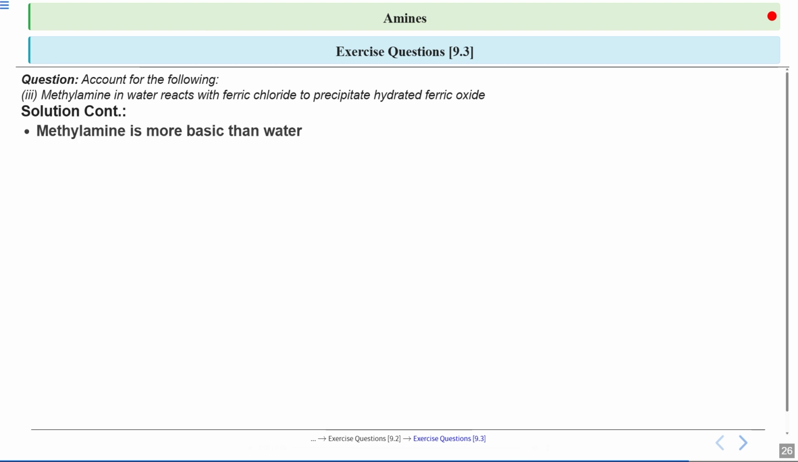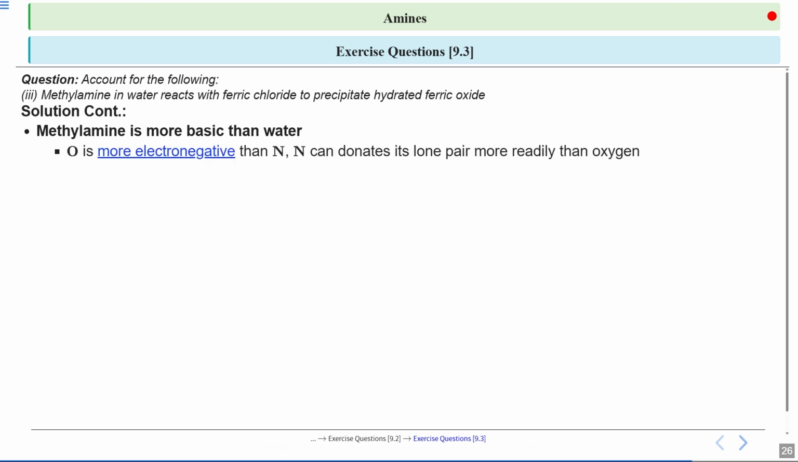Now let us see the next part. Methylamine in water reacts with ferric chloride to precipitate hydrated ferric oxide. If you will see, methylamine is more basic than water because nitrogen is less electronegative than oxygen. So nitrogen can donate its lone pair more easily, which makes it a stronger base compared to oxygen in water. Okay, so this is what is given.